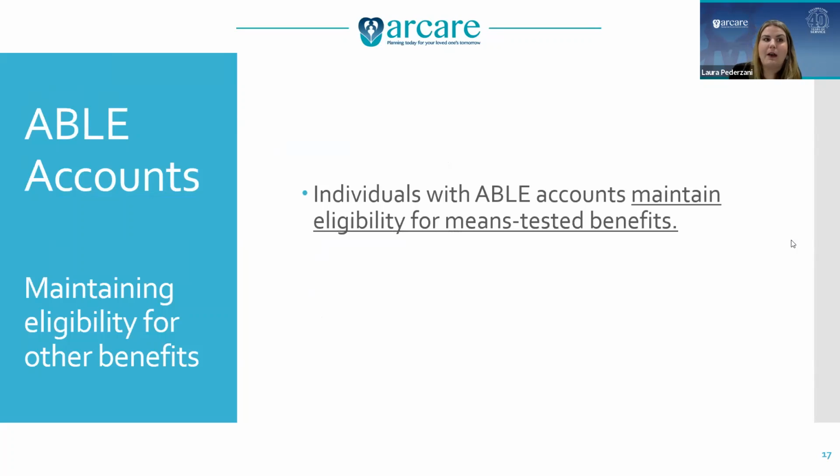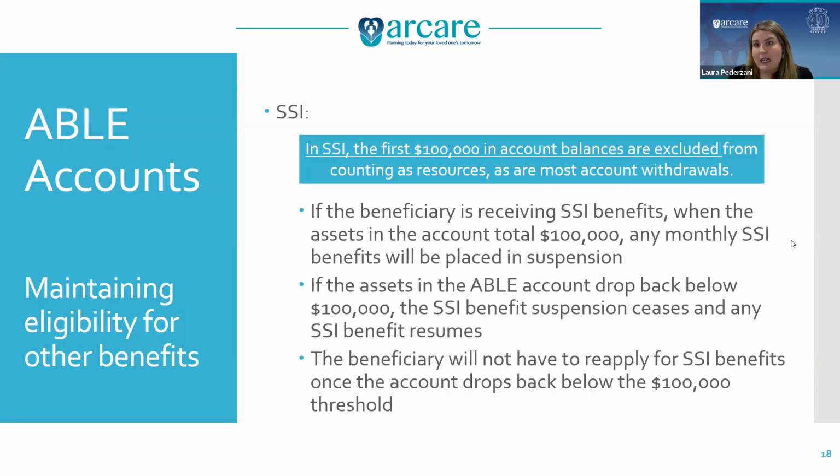So the other important thing about ABLE accounts is to understand that having an ABLE account still allows you to maintain eligibility for other benefits, and specifically means tested benefits, SSI, Medicaid, things like that. Even housing, we'll talk about that too. So specifically for SSI purposes, the first $100,000 in the ABLE account is excluded as counting as a resource. So as long as an individual's ABLE account is below that $100,000 threshold, their SSI will continue business as usual.